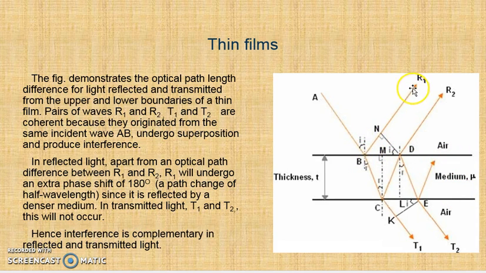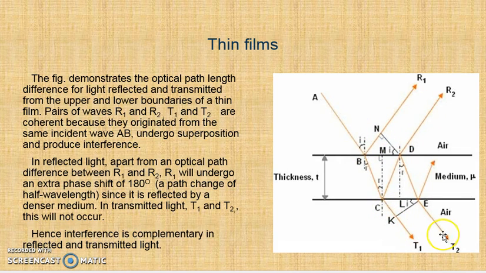a ray R1 is reflected, which undergoes 180 degrees phase change because it is reflected by a denser medium. And another wave R2, after traversing this much path, gets reflected along this path R2. These two waves R1 and R2 are coherent, and this is the path difference. And apart from this path difference, there is a 180 degrees phase difference. Therefore, it will produce interference.